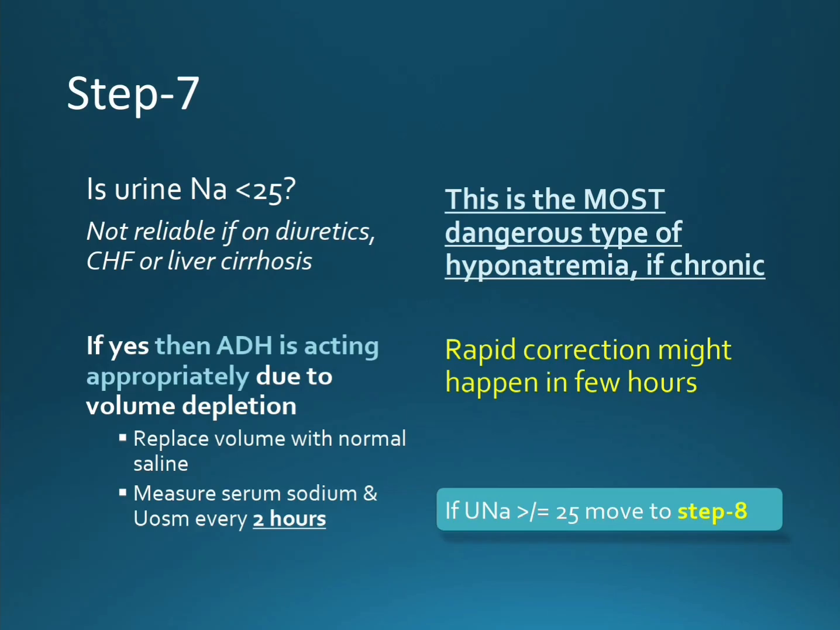So, if urine sodium is less than 25, replace the volume with normal saline. If the patient lost blood, you give them blood, and so on. You'll monitor your serum sodium and urine osmolarity every 2 to 3 hours. And this usually depends on how severe the hyponatremia is. Any hyponatremia less than 125 is considered to be severe. If ADH is acting appropriately, then this is the most dangerous type of hyponatremia if it's chronic.